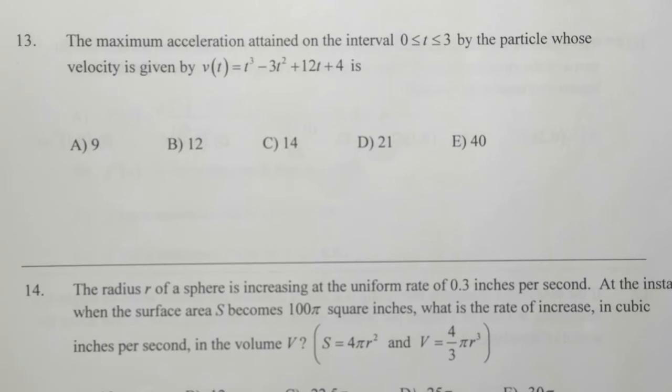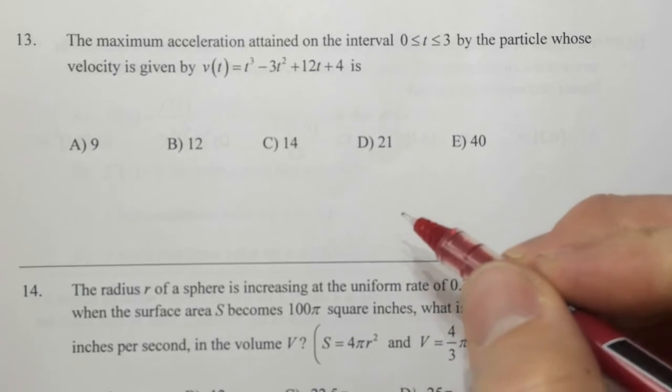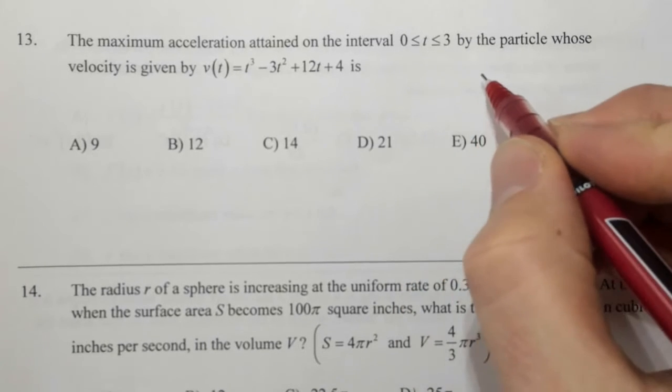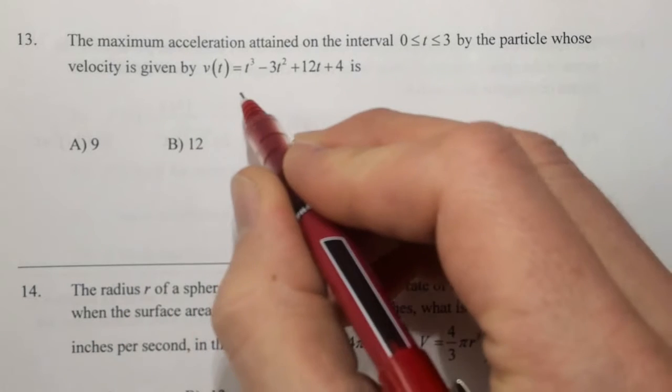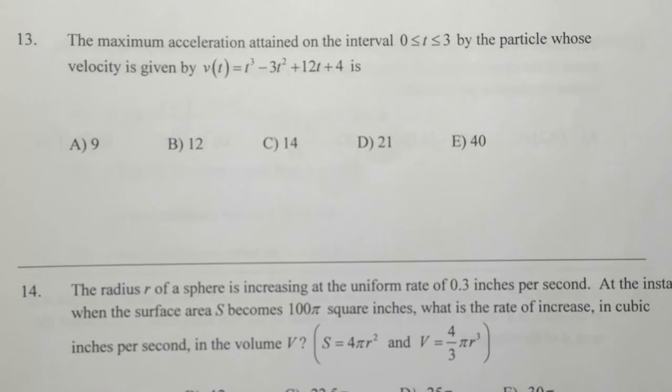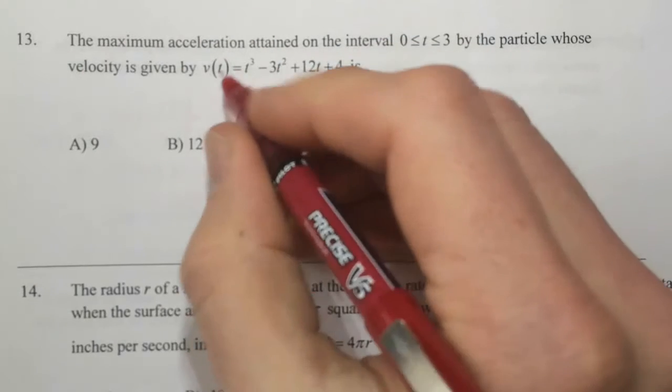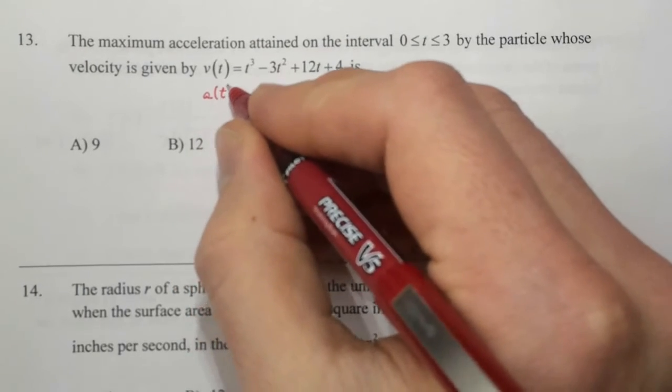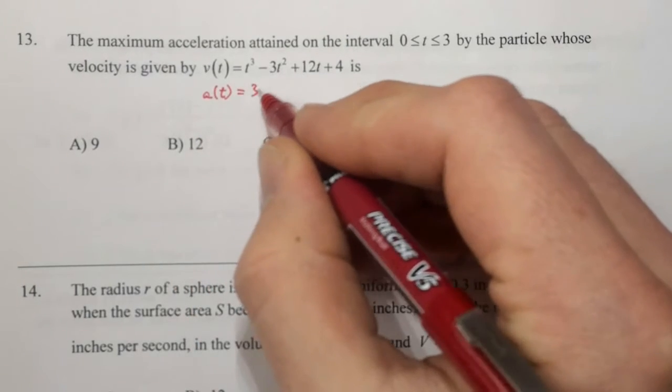Number 13 asks for the maximum acceleration attained on the interval from 0 to 3 by the particle whose velocity is v of t equals t cubed minus 3t squared plus 12t plus 4. So we have the maximum acceleration, so for starters we should get the acceleration function. We know acceleration is the derivative of the velocity, so let's derive.